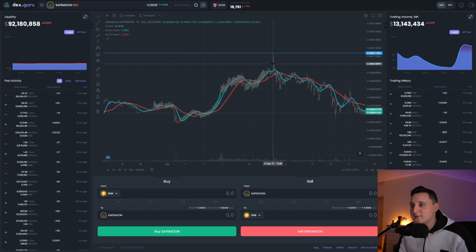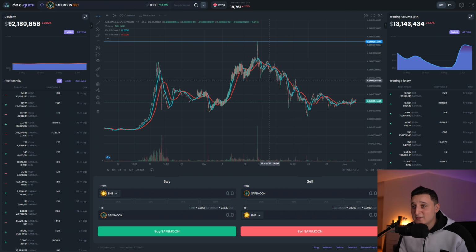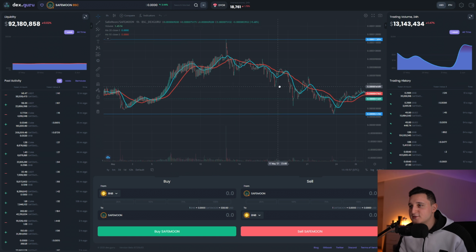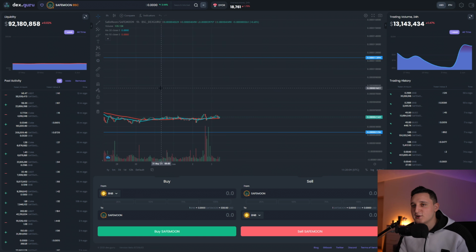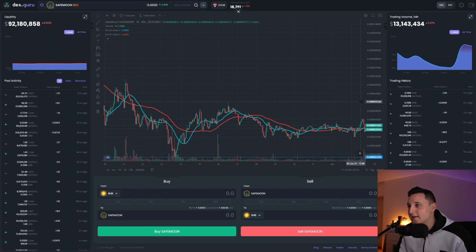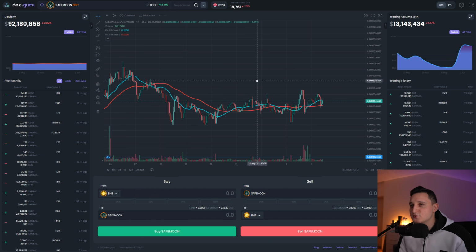Like, we had a new all-time high here, but now we did stabilize a lot. So this drop here that I had before, it's dropped all the way down. So what do you guys think? Should I use Dex.guru or should I use the other one, Bitmart? What is the better one to do some analysis?